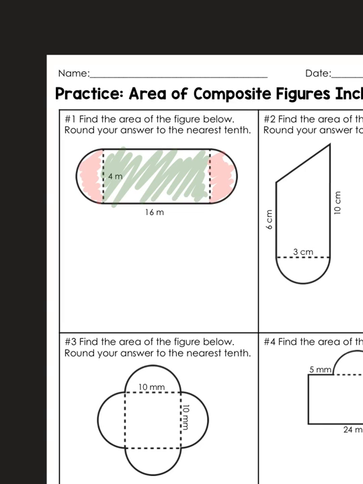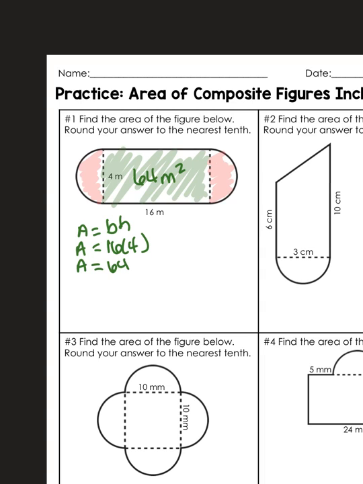So let's go ahead and first find the area of the rectangle. And I do think it's very important to write your formulas and then write it with the values in there. So I noticed that my base is 16 and my height is 4. So that's going to be 16 times 4, and that's going to get me 64. So that is 64 square meters.